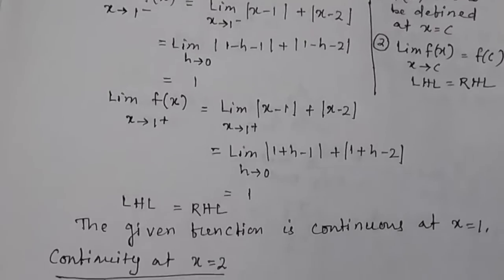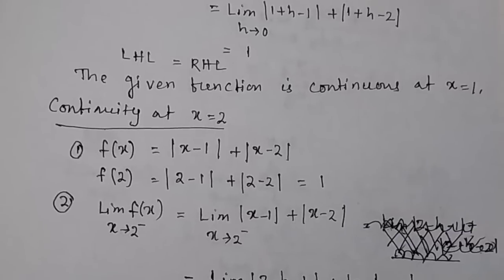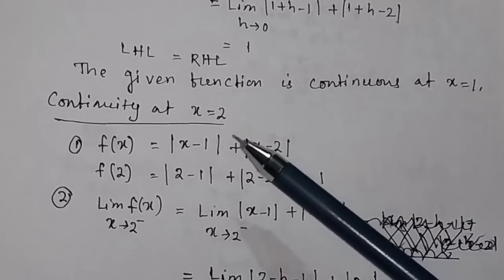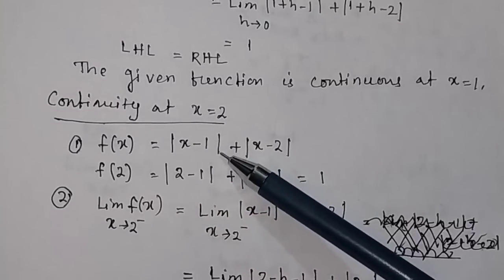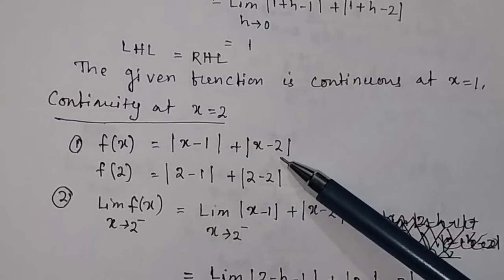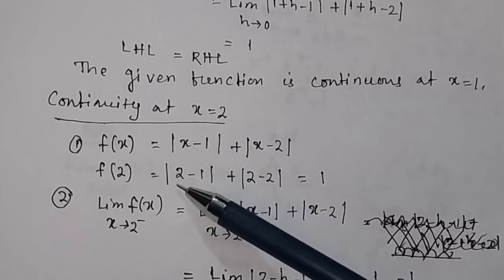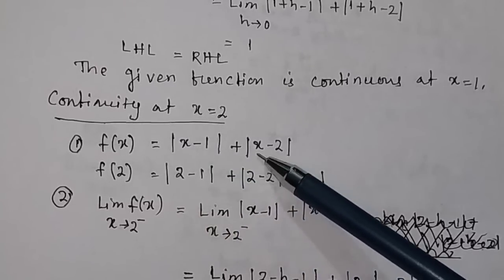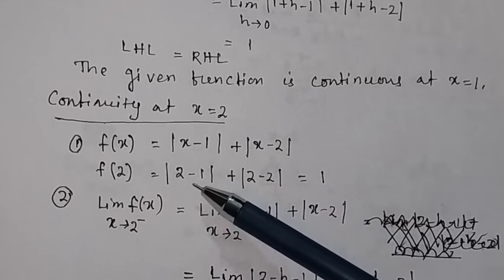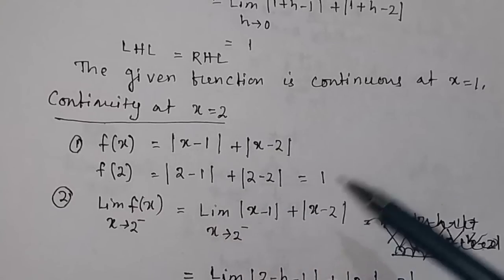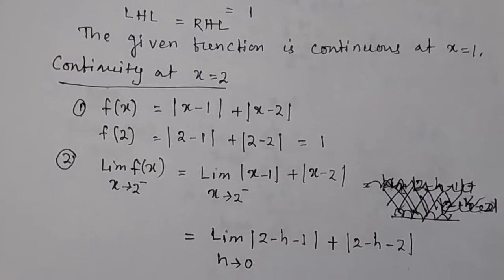Now let us check whether the function has continuity at x = 2. The given function is f(x) = |x - 1| + |x - 2|. At x = 2, the function will be modulus of 2 - 1 plus modulus of 2 - 2. This will be equal to 0, and 2 - 1 is equal to 1, and modulus of 1 is equal to 1. So at x = 2, the function f(2) will be equal to 1.